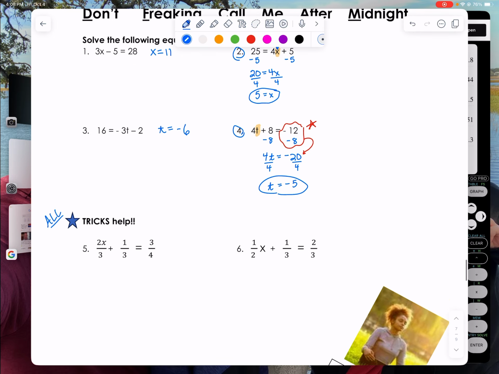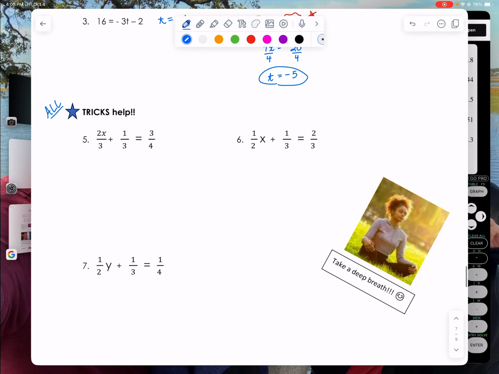All right. So I'm going to work all 3 of these because they're fractions. Students get really confused with fractions. The good news is there is an easy way to get rid of your fractions, okay? So what you're going to do is you're going to look at the denominators, all of them.